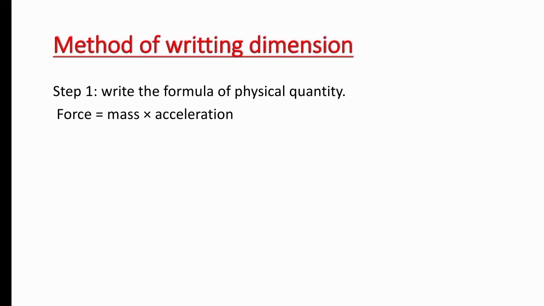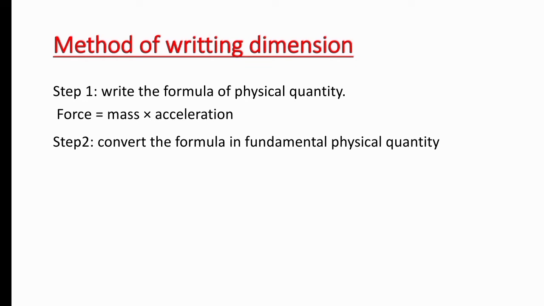Then we will try to write the dimensions. First step, write the formula of the physical quantity, like force equals mass into acceleration. Then step 2, convert the formula into fundamental physical quantities. Here force equals mass into acceleration. Mass is a fundamental quantity but acceleration is not, so we need to convert it. So force equals mass into displacement by time squared. Here acceleration is displacement by time squared.